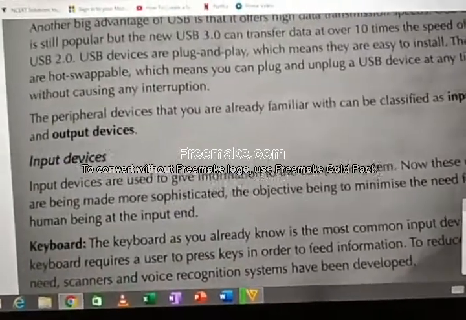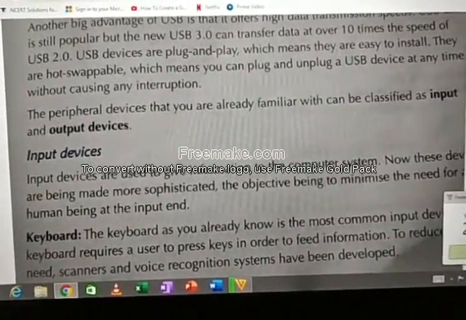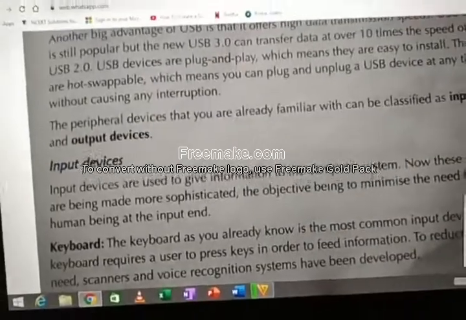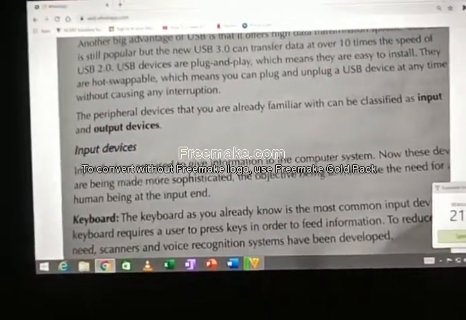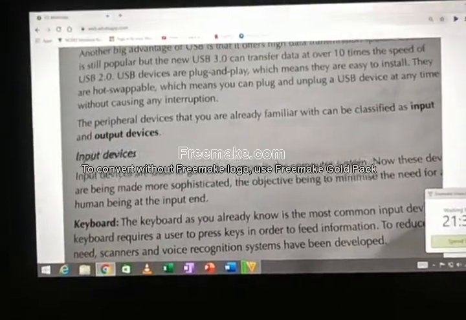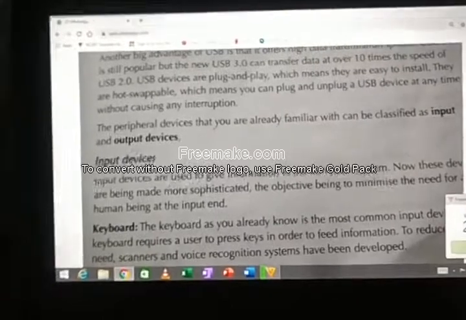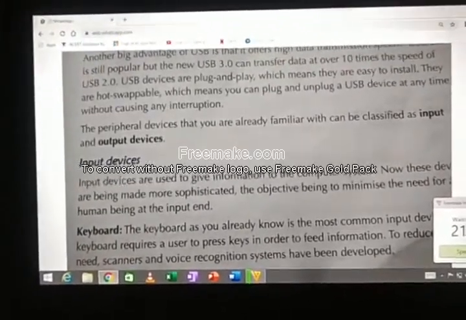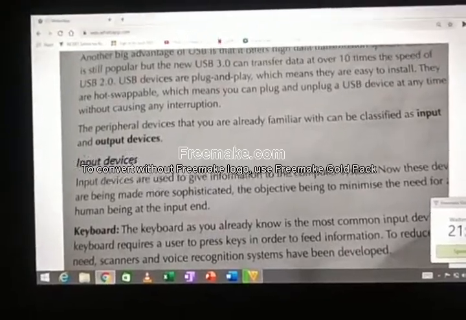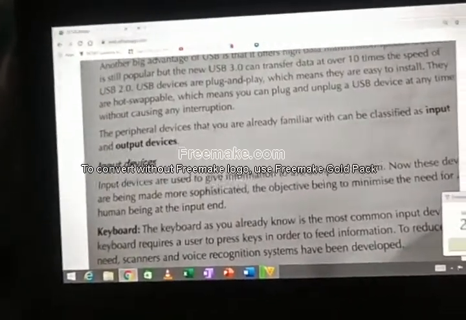Next, the peripheral devices that you are already familiar with can be classified as input and output devices. Now we will see a few peripheral devices. In this book they have classified them into 2 types: input peripheral devices and output devices. Input, keyboard, mouse, all those are input devices. How are those peripheral devices? Yes, they are peripheral devices because you are connecting them using the USB port.